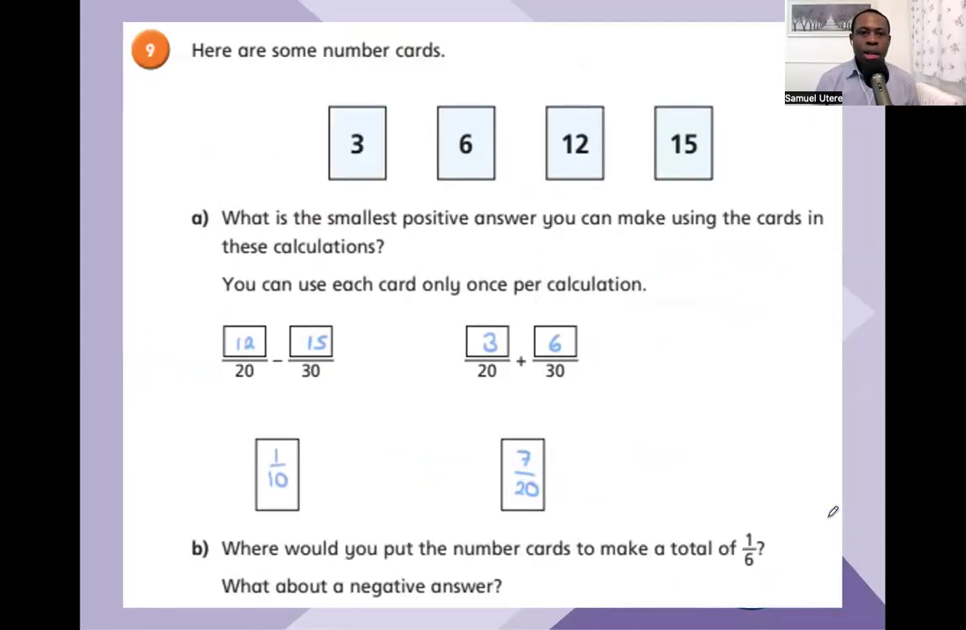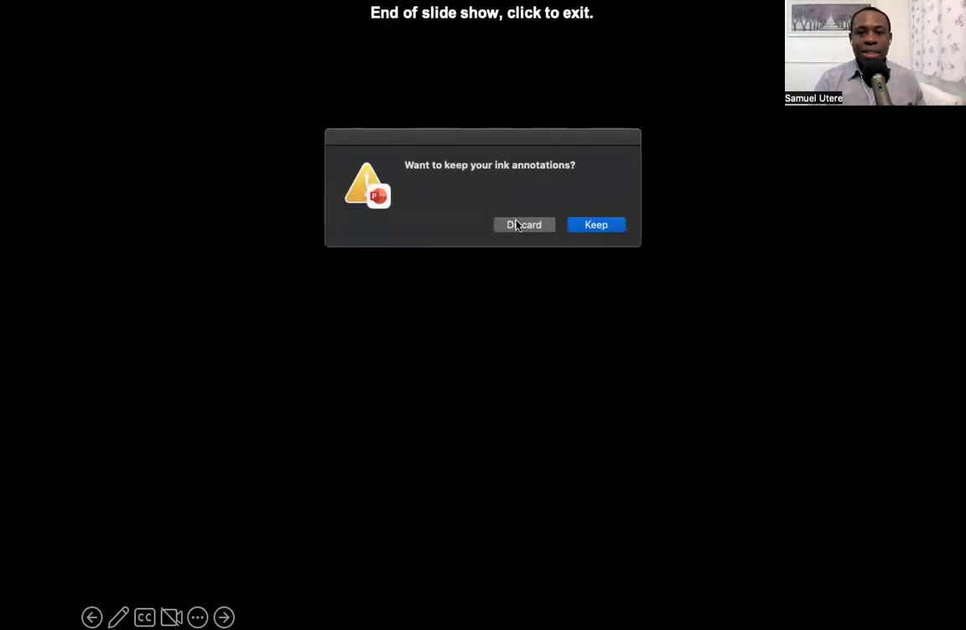Okay, for question 9, you can see the answer here. You were given some cards. You were asked what's the smallest positive answer you can make using the cards in these calculations. So I don't want this video to be too long. So mark your work using the answers you can see there and celebrate your success. And that brings us to the end of our lesson.